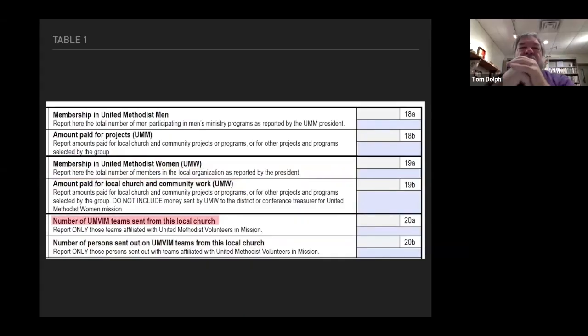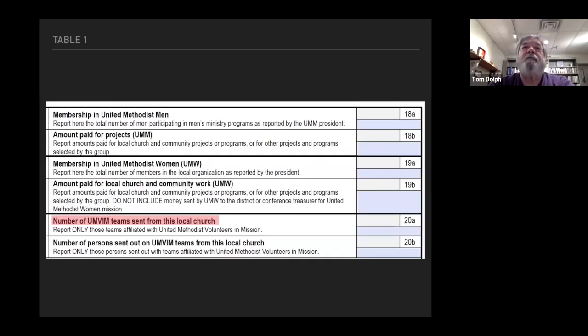Number of UMVIM teams sent from your local church. VIM stands for Volunteer in Mission. So again, this is not any mission trip you take. This is an official Volunteers in Mission. That is an organization that exists both at the conference level and at the general church level.